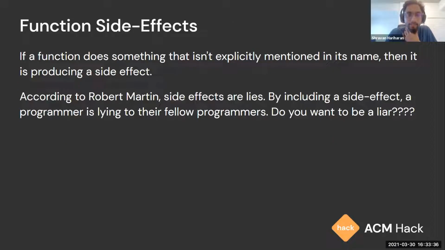Quick note on side effects. A function side effect is when a function does something that is not explicitly mentioned in its name, right? That is a side effect. According to Robert Martin, side effects are lies. By including a side effect, you're basically lying to your fellow developers. And we all know that lying is bad, right? Okay, in some cases it's okay, but in this case, lying is bad. You don't want to lie to your developers, right? So make sure you're explicit and don't have side effects.